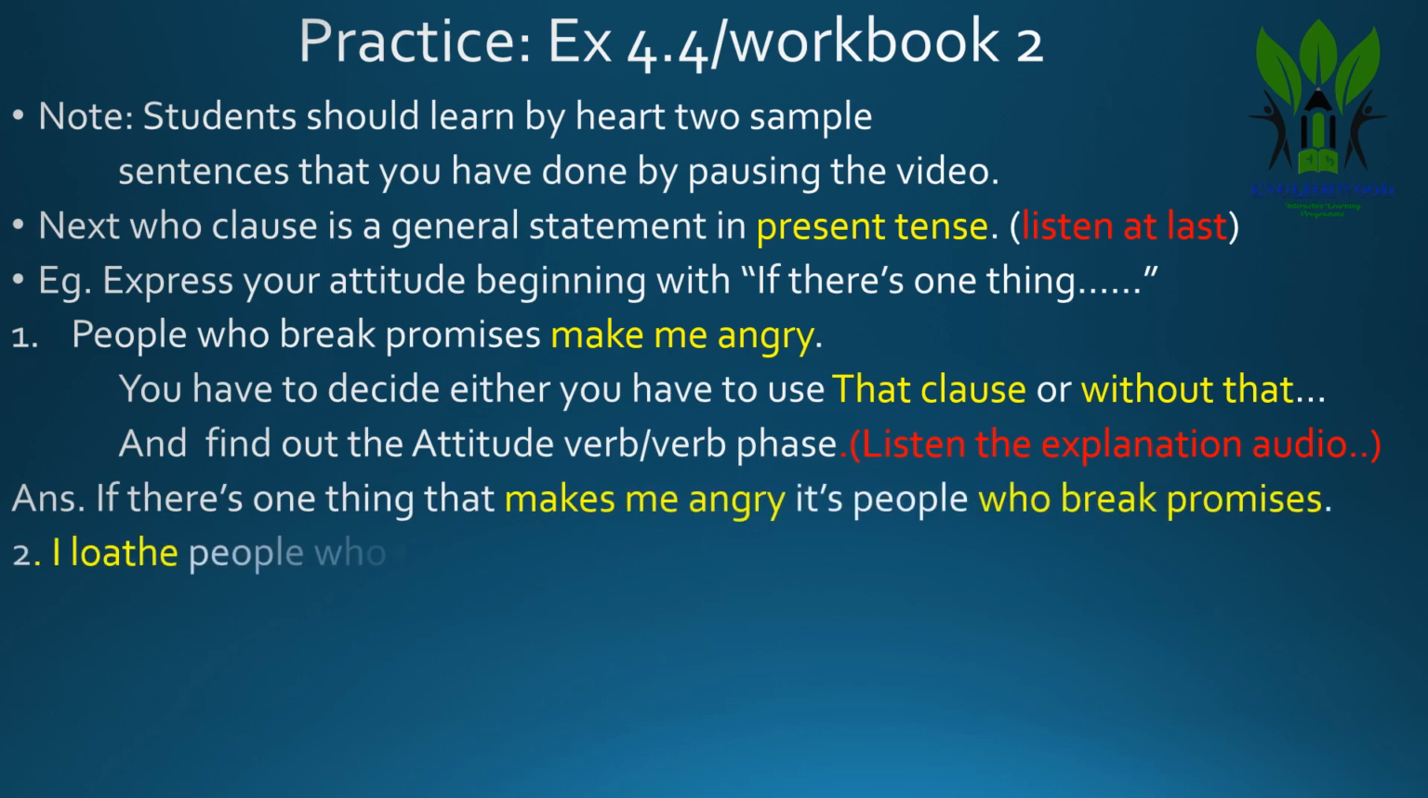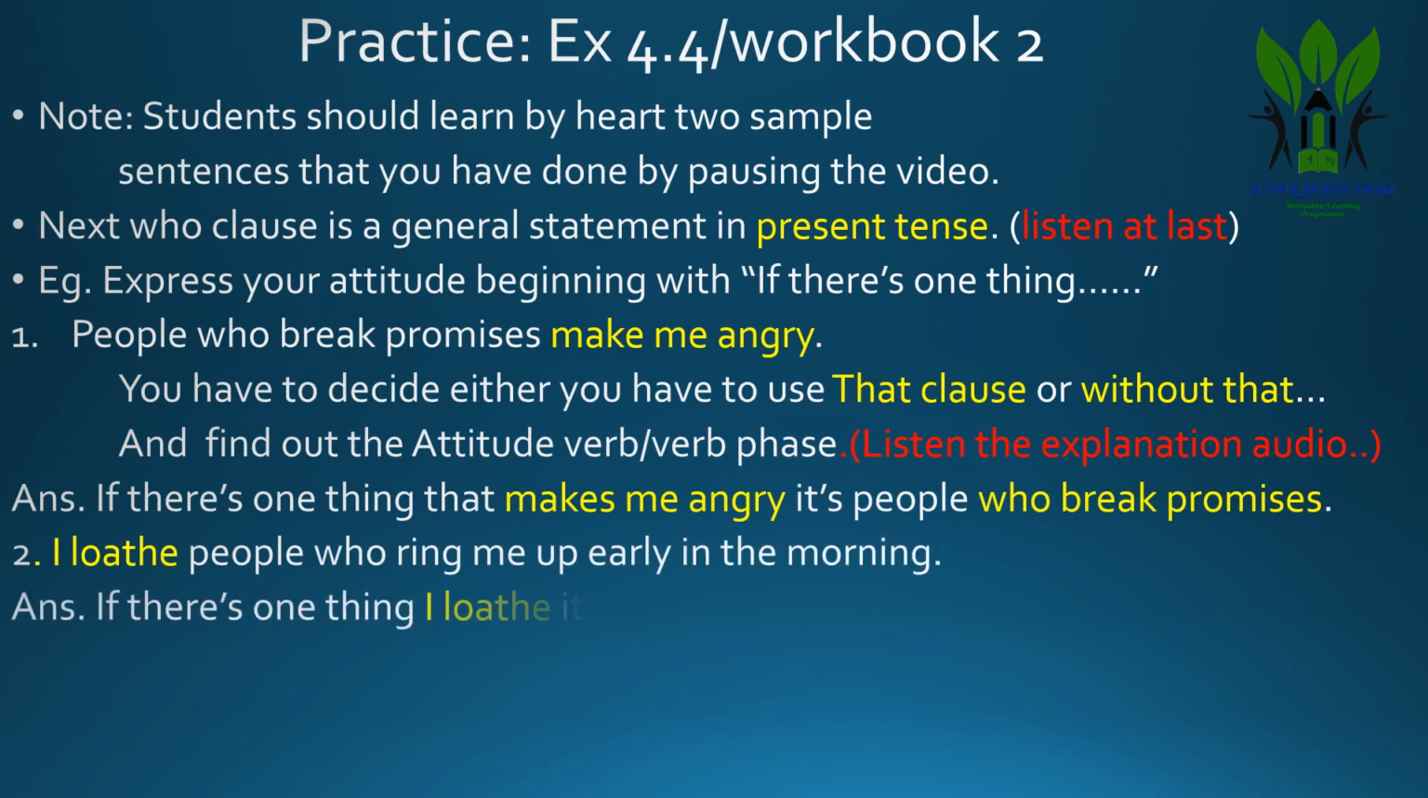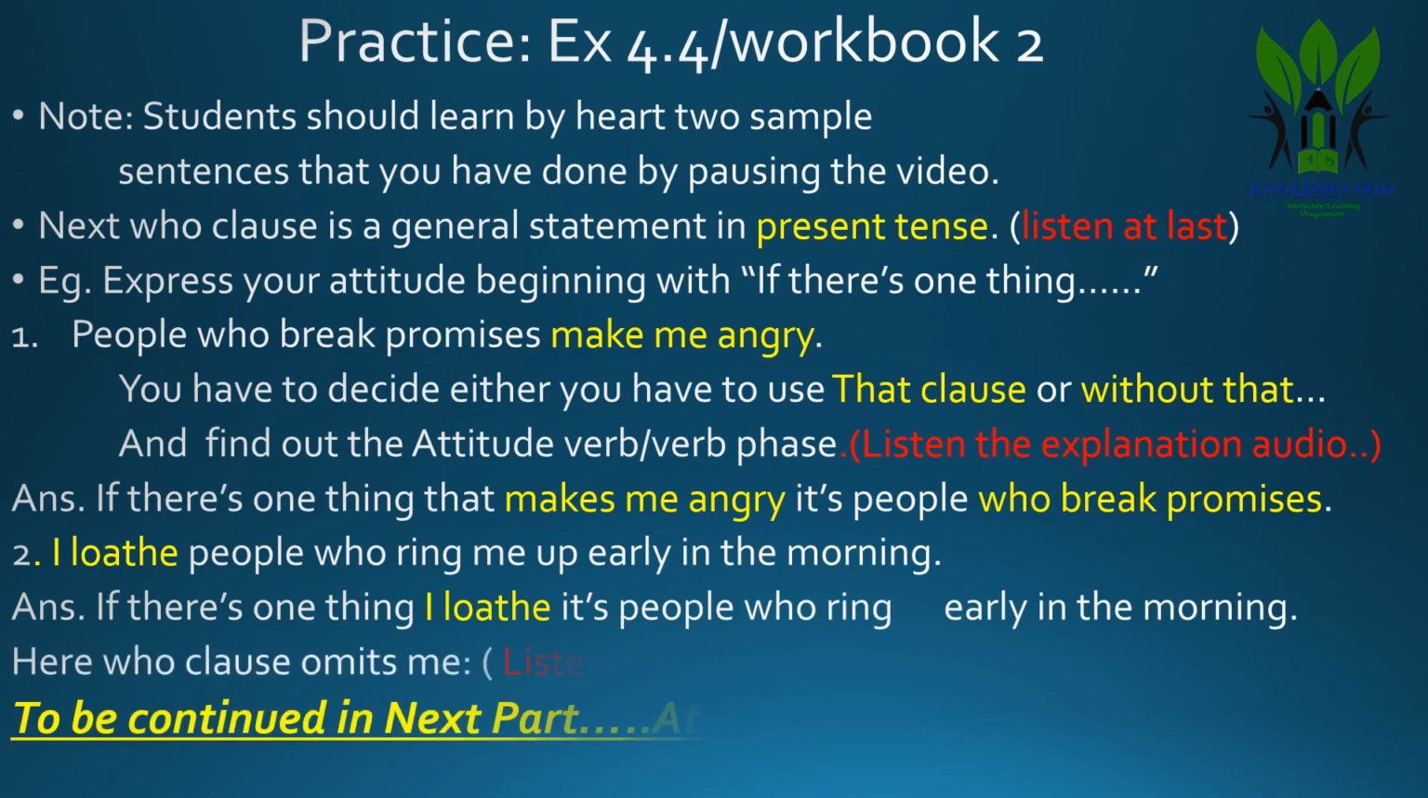Question number 2. I loathe people who ring me up early in the morning. Your answer is, if there's one thing I loathe, you have to choose the attitude verb. I loathe is already there. So if there's one thing I loathe, it's people who ring early in the morning. Here, who clause omits me. That means you don't say people who ring me early in the morning, but you simply say people who ring early in the morning. So you have to generalize the who clause, and who clause is general in the present simple tense. Who ring early in the morning, right? We don't say who rang, okay, who played, okay. So it's not like that.